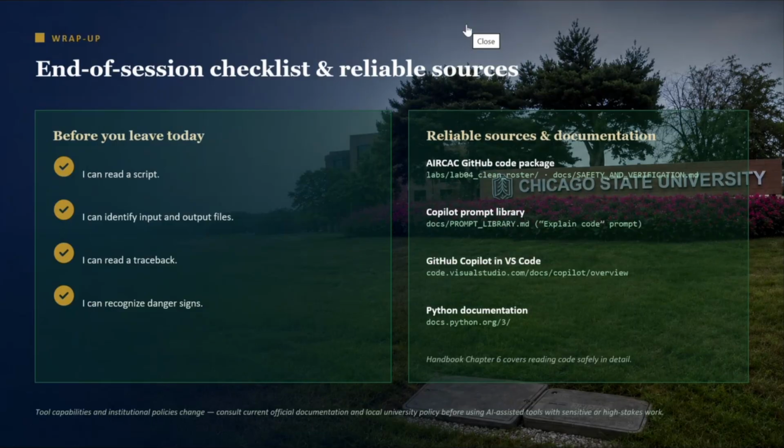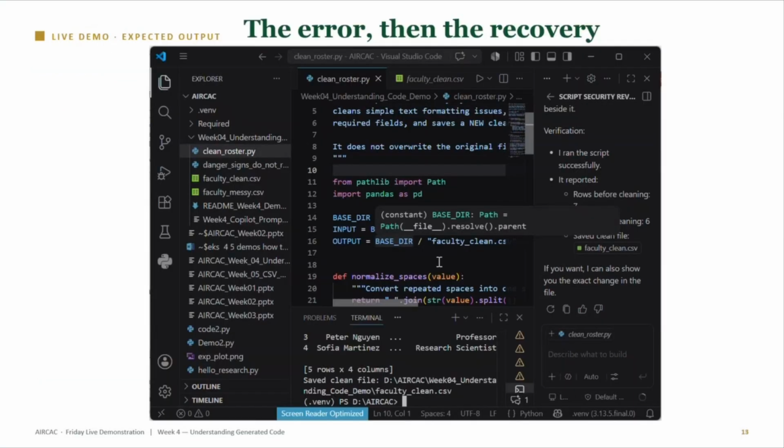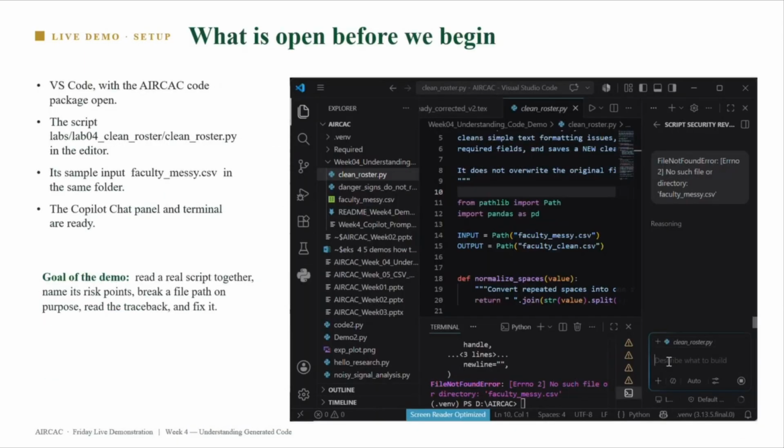Yes, Professor Kim, please. I had this question earlier in your presentation. In the code, you were showing one of the errors, I think an error of finding the input, the faculty messy CSV, finding it in the directory. You said Copilot, maybe I misunderstood, could go look for the file if it wasn't in the same directory as the code. Is that true?